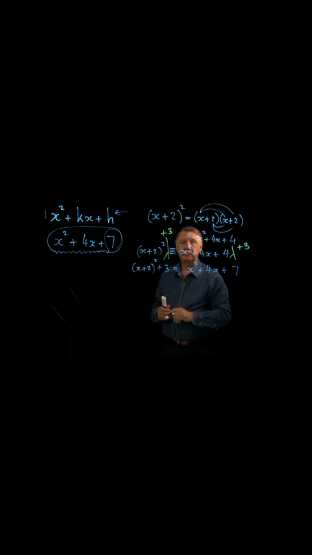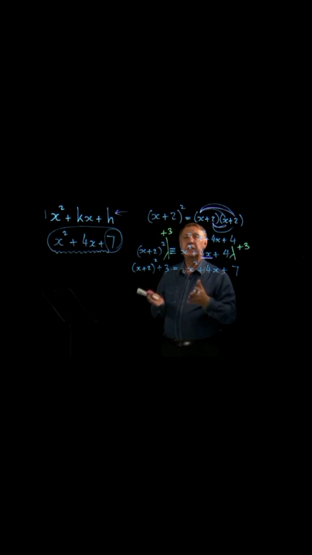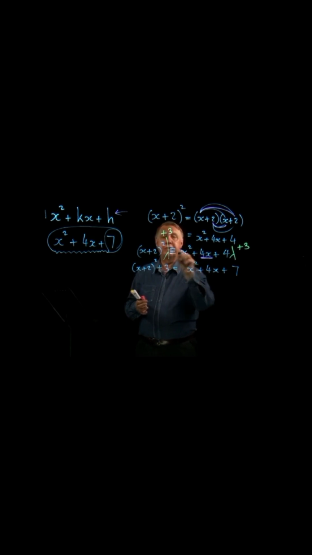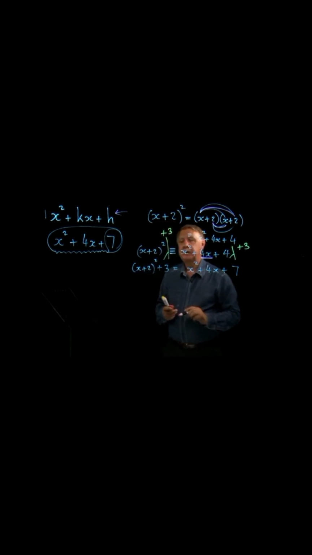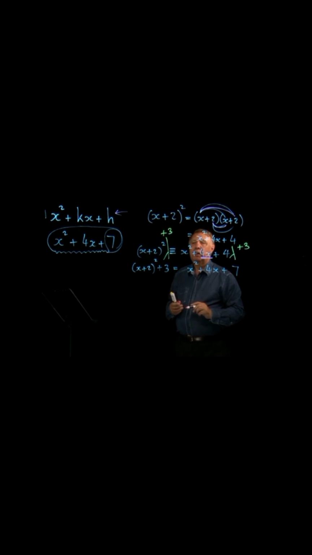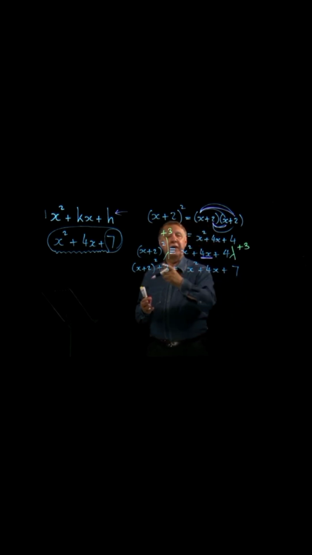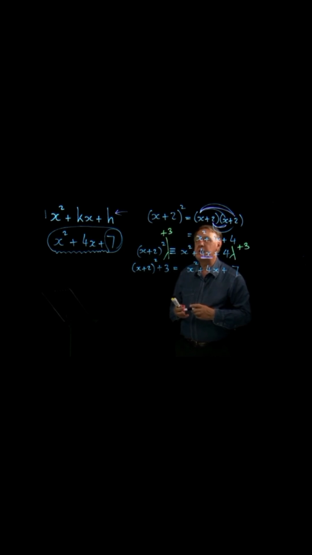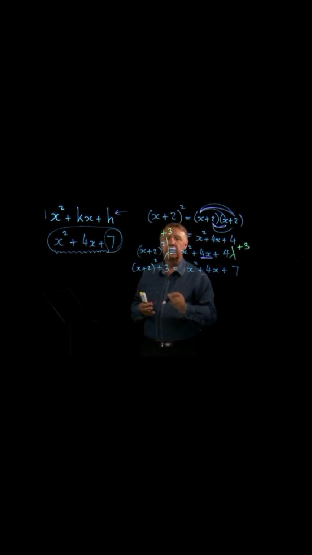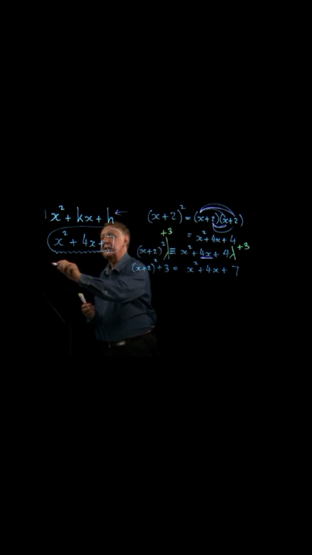Why did I choose 2? Well, I need to get 4x. And of course, the only way I get the x is when I'm doing this multiplied by that 2, and this multiplied by that 2. In other words, I do the same thing twice. So to get 4x, I halve the 4, which is why I've written 2 there. So once you learn what's going on here, it's a pretty simple trick to actually be able to do this process called completing the square.